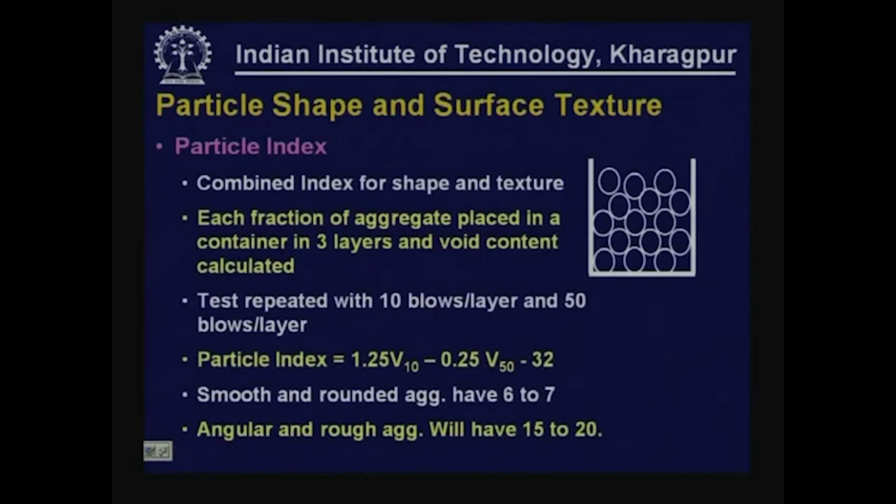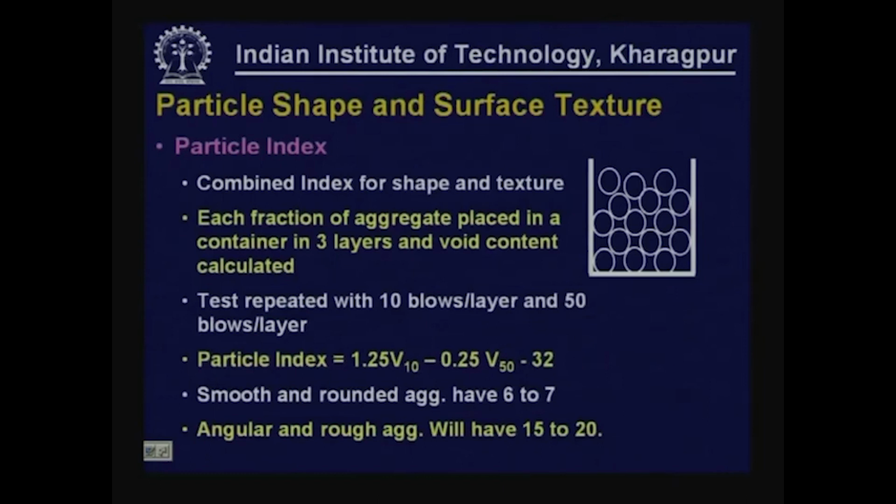Particle index is a combined index which represents both the shape and texture of the particles. What we do with this is, each fraction of aggregate is placed in a container in 3 different layers and the void content is calculated. It is done in 2 different ways. In one test, each layer is compacted with 10 blows, and in another test each layer is compacted with 50 blows. Particle index is calculated as 1.25 times void ratio obtained for 10 blows minus 0.2 times void ratio obtained for 50 blows minus 32.